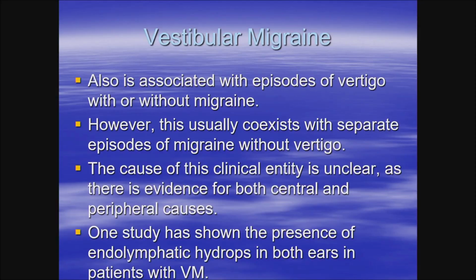However, the episodes of vertigo, by definition, especially by the Bárány Society, usually coexist with separate episodes of migraine without vertigo. The cause of this clinical entity is unclear, but as has been emphasized in previous talks, it's a mixed disorder. There can be some central components and some peripheral components as well. There was one study that indicated the presence of endolymphatic hydrops in both ears, but this study was not replicated, so we're not sure about this.